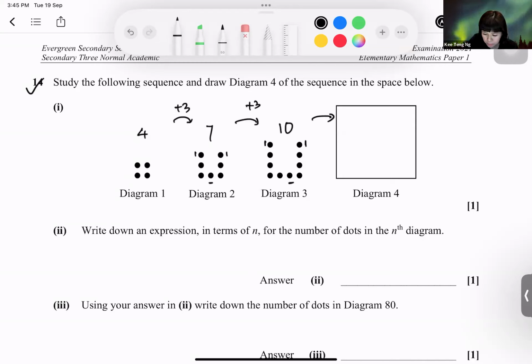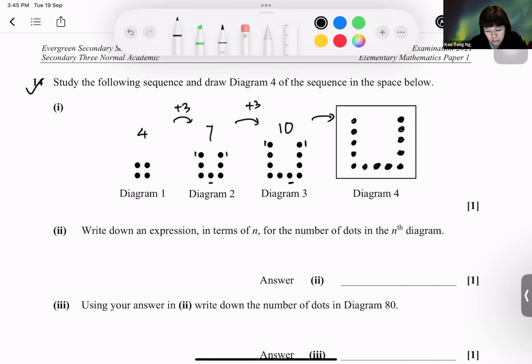Let me draw. 1, 2, 3, 4, 5. One more. Oops, too big. Then a 1, 2, 3, original one. Then add 2 more on top. Okay, not very pretty, but yeah, that's it. Okay, so this one should be the number of study and then draw in the space below, the sequence.